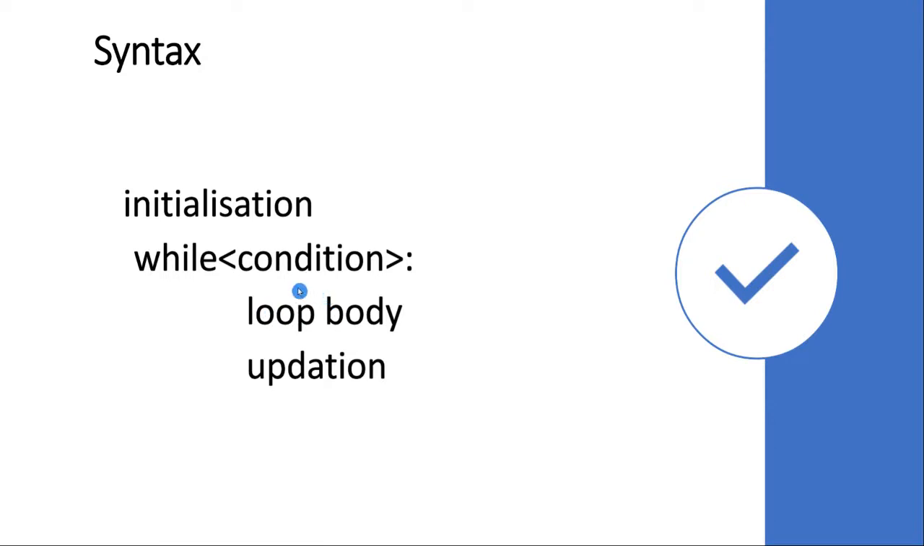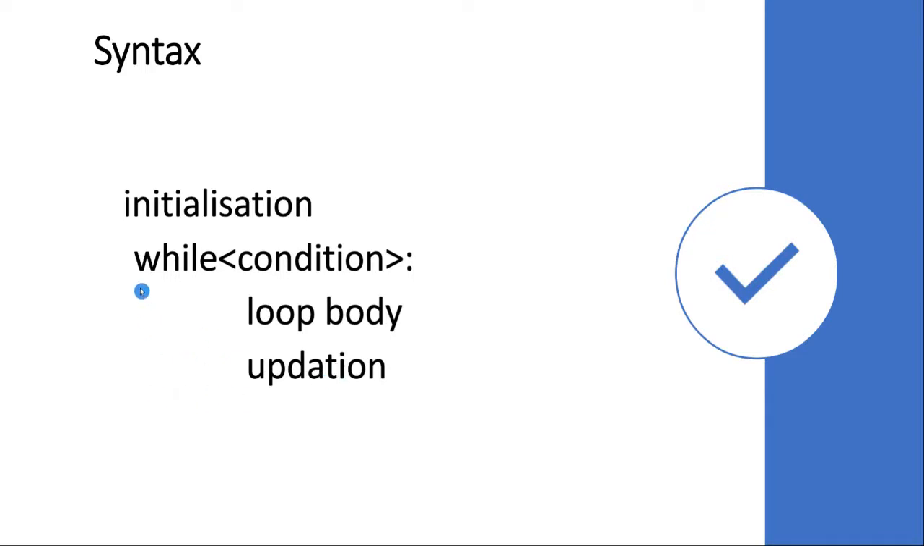So here loop body is nothing but a set of statements which is going to work under your while condition. And then updation is nothing but step value, whether you are going to increase the value of control variable or decrease the value of control variable. So that is here mentioned as updation. So only while is a keyword in this, and then the colon is very, very important in this. And the third important thing is the indentation.